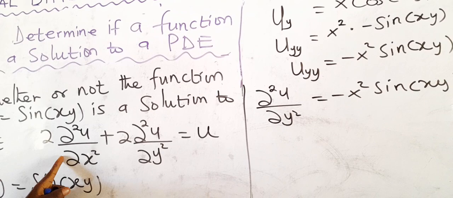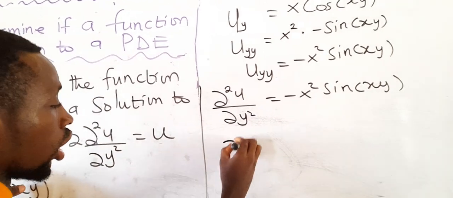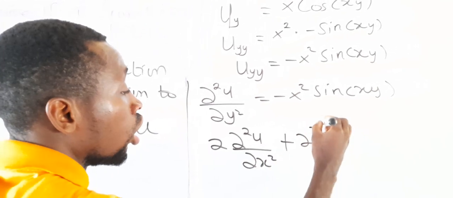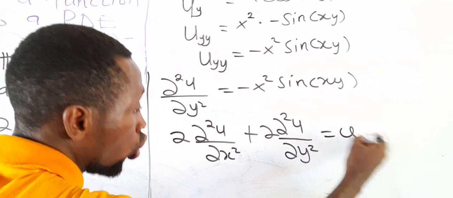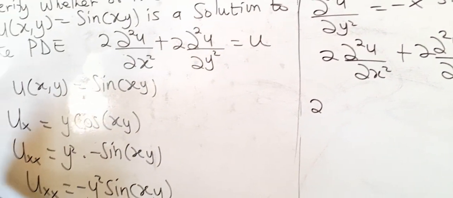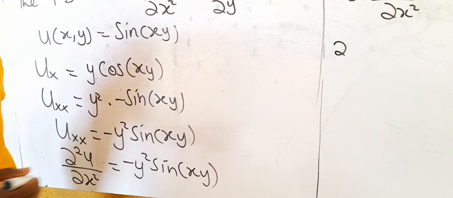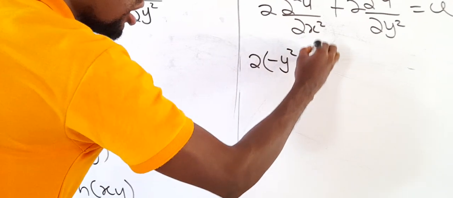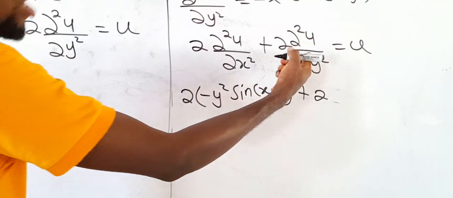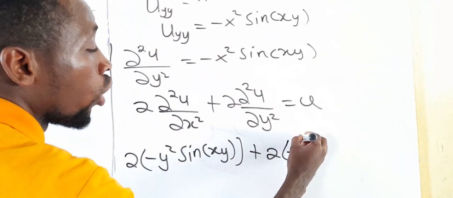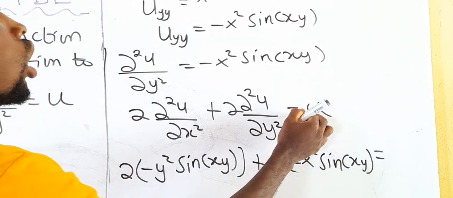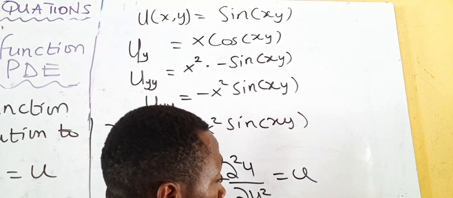We come to our partial differential equation. This one, we copy it there. So let's copy that. We get 2 del squared u over del x squared plus 2 del squared u over del y squared should be equal to u. Now we substitute. What's our del squared u over del x squared? Remember, it is this. So that's negative y squared sine xy. Plus 2, our del squared u over del y squared is here. That's negative x squared sine xy. And it should be equal to u. And what is u? This is u. It should be equal to sine xy.